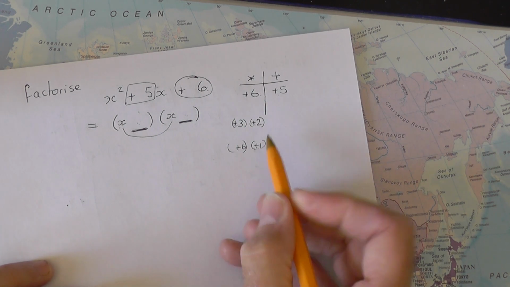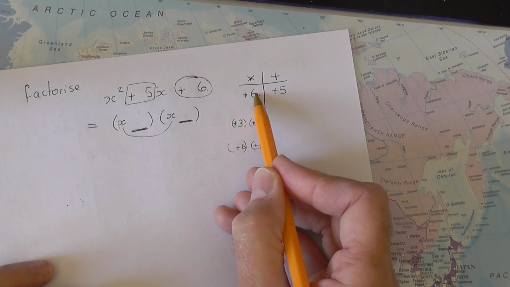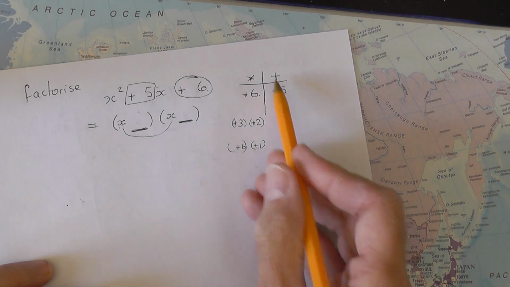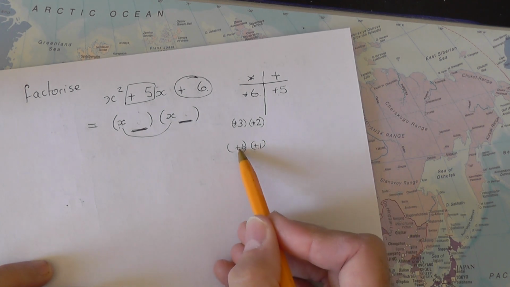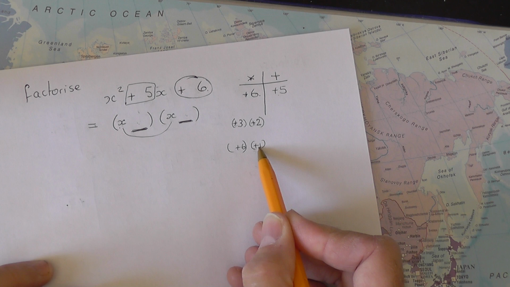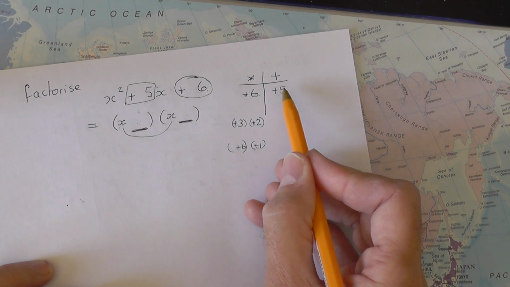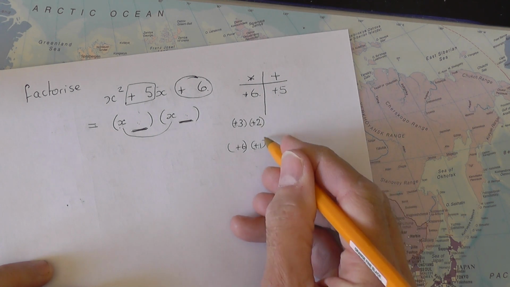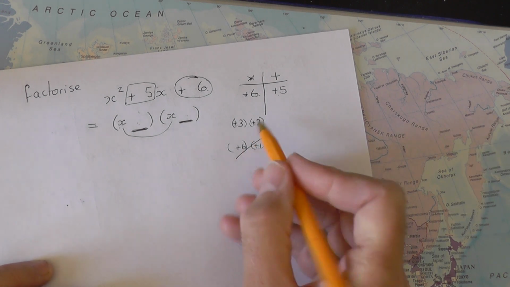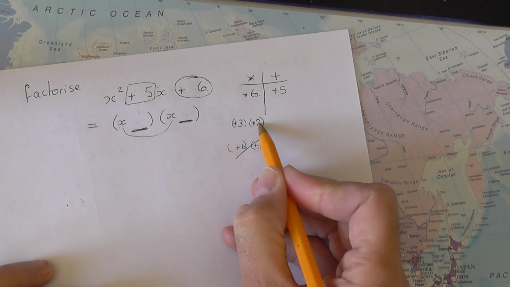Plus 6 times plus 1 would give plus 6, yes. But when you use the addition of these two, the army method, plus army 6 meets plus army 1, they would give plus army 7. And that's not the right answer. So I'm going to dismiss that answer. So the correct answer will be plus 3, plus 2.